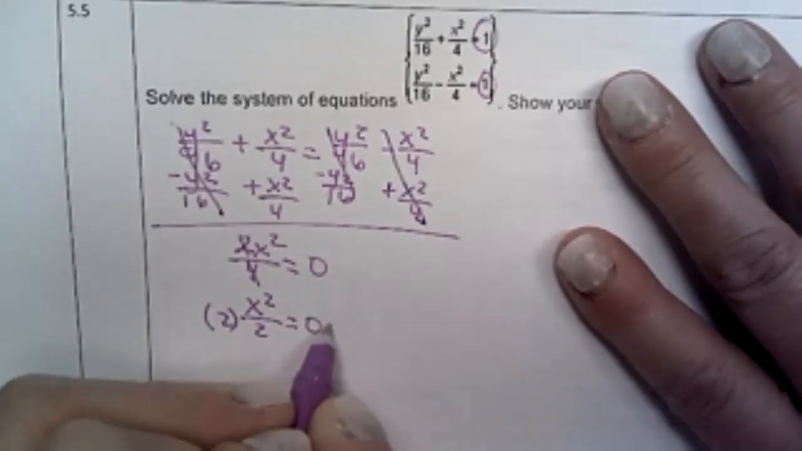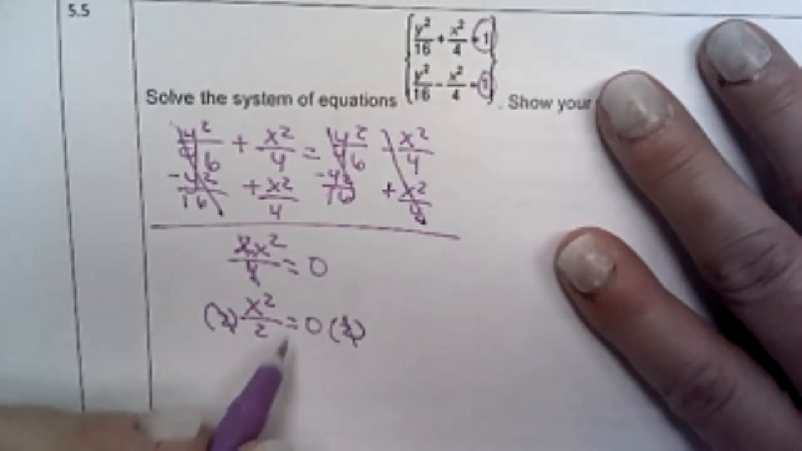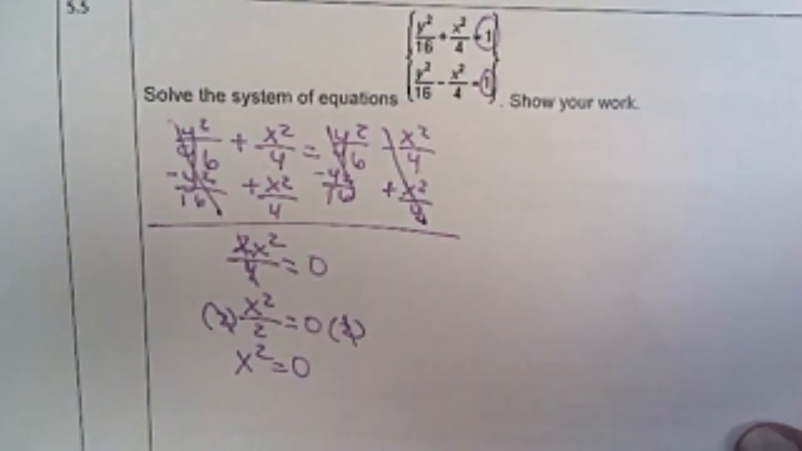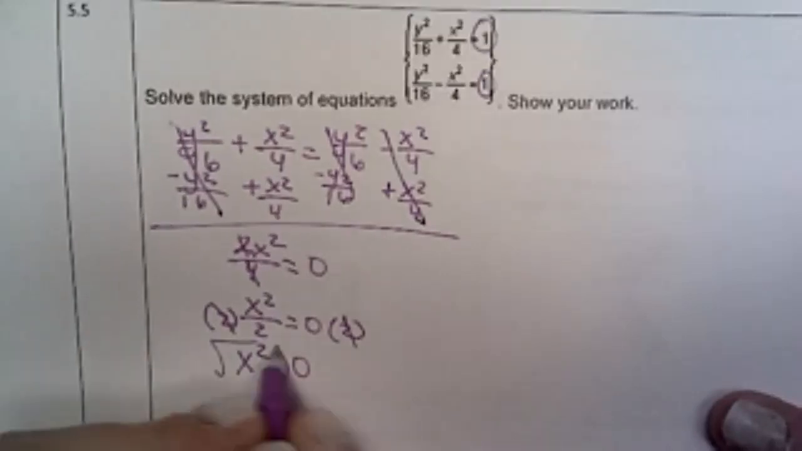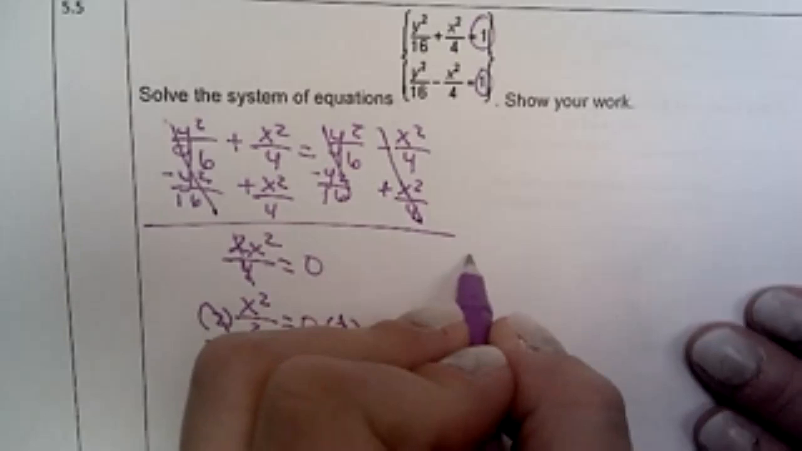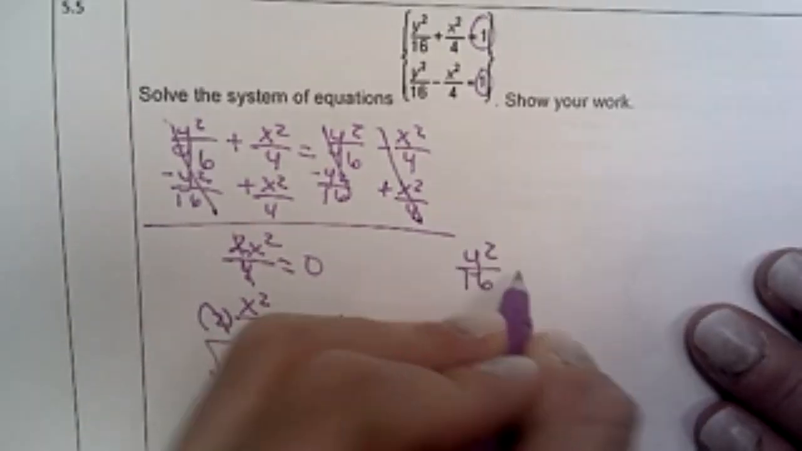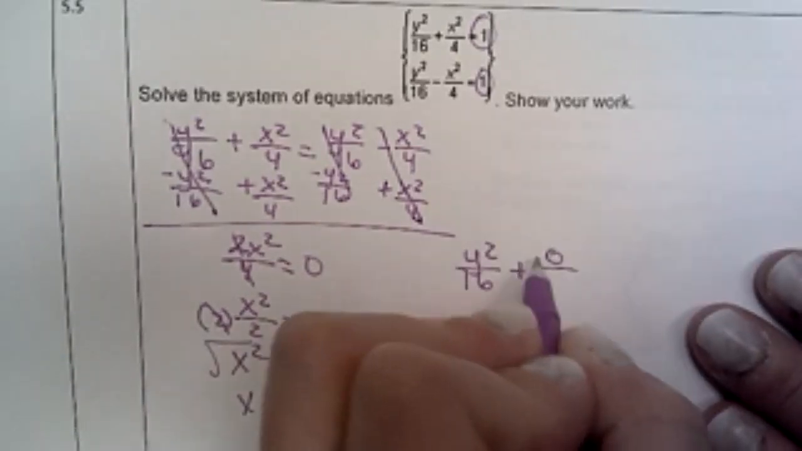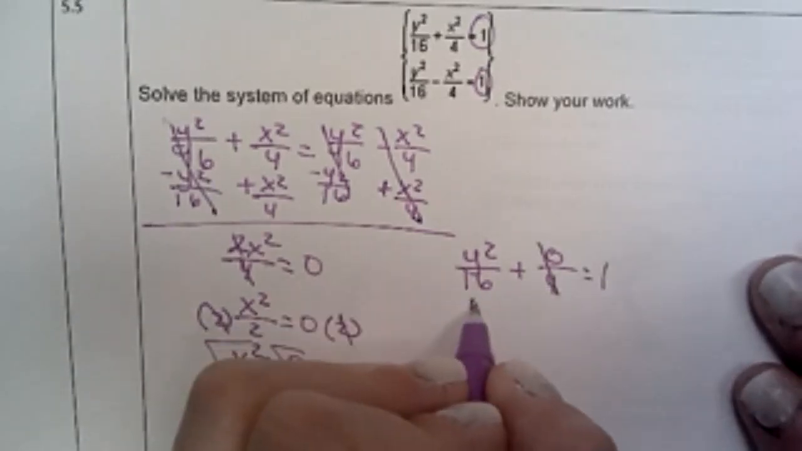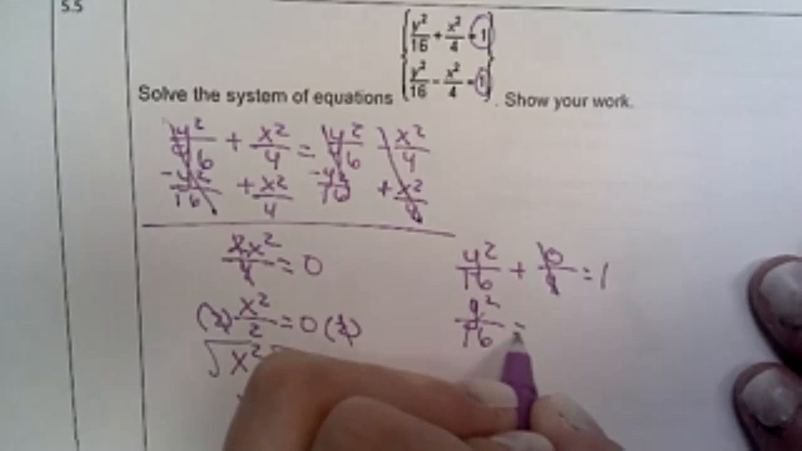Now I need to solve. So now I'm going to get x squared equals 0. Now I'm going to plug this back in because when I take the square root, I get x equals 0. So now I'm going to get y squared over 16, it doesn't matter which one you plug it into, equals 0 over 4 equals 1. So that's y squared over 16 equals 1.